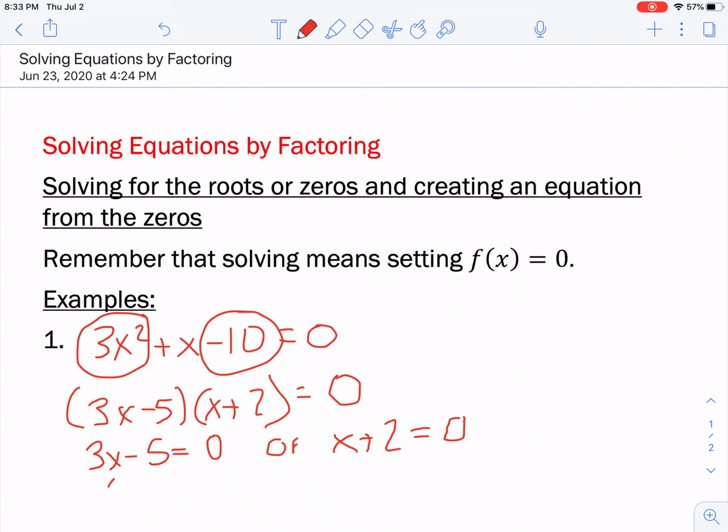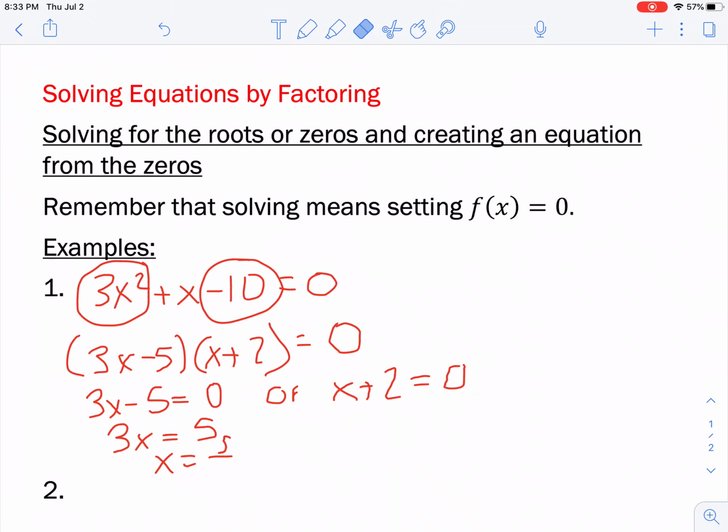So we would end up with 3x equals 5, or x is 5 over 3, which is 1 2/3 if you were trying to graph it. We can just leave it as 5 over 3, or x plus 2 equals 0, so solving for x could be negative 2. So my two x-intercepts are 1 2/3 or negative 2, 0.